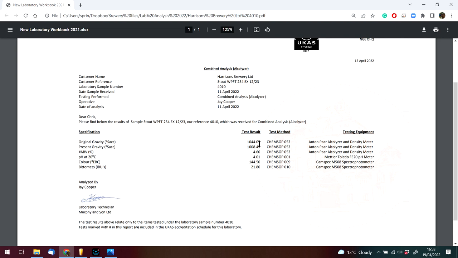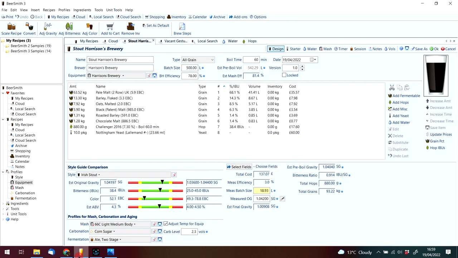On the brew sheet, I've recorded 1.0450. They've come back at 1044.07. They've just got the decimal place in a different position. But I am about 0.1 out on my recorded sheet. So therefore, I am probably being a little bit generous there.